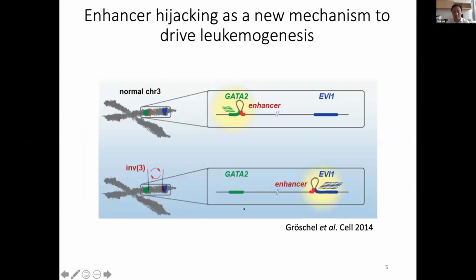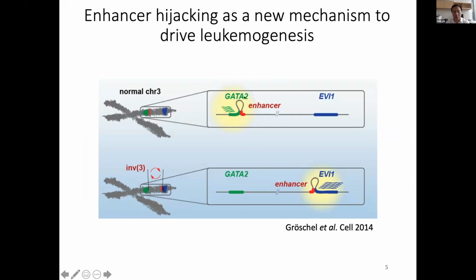However, a few years back, this really groundbreaking paper was published. Indeed, the concept is that enhancer hijacking can function as a new mechanism to drive cancer. So how does it work? This is a normal chromosome 3, the green band is GATA2, and the red band is the enhancer.